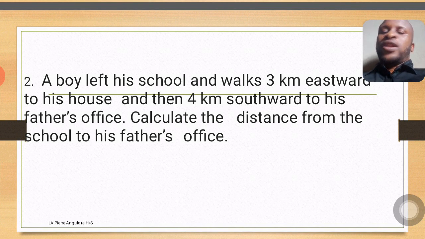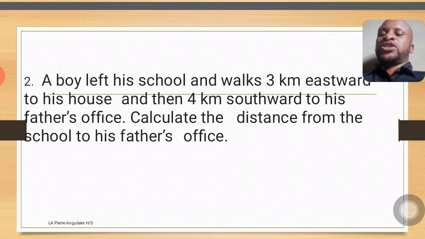And then whenever you are dealing with problems in bearing and you see "and then", it means a change of course. So from their house, he now walked 4 kilometers southward, that is due south, to his father's office. Now the question: calculate the distance from the school to his father's office.